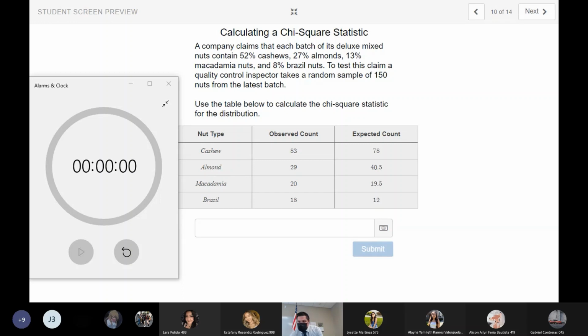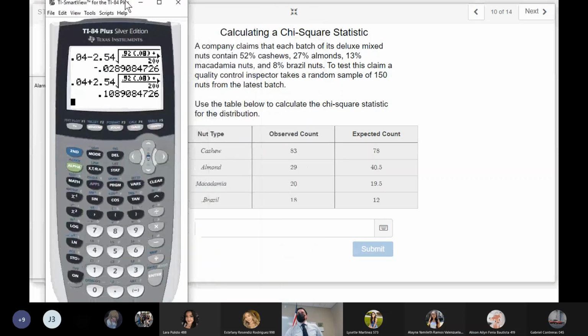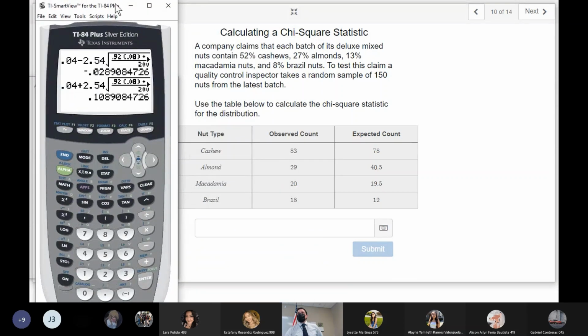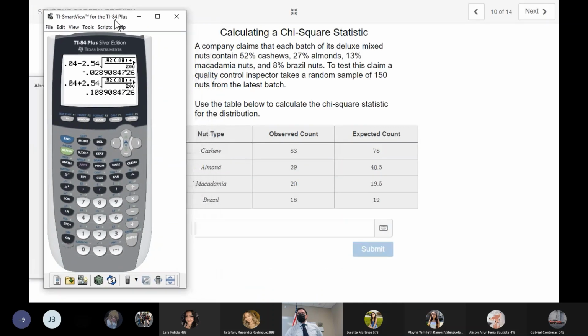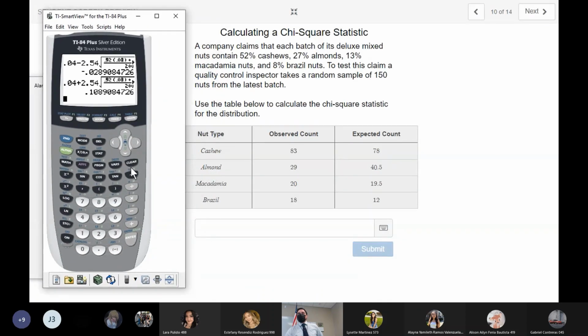So here, let's do this. Let's see if the calculator wants to start up. All right. There we go. All right, so let's use the calculator here.